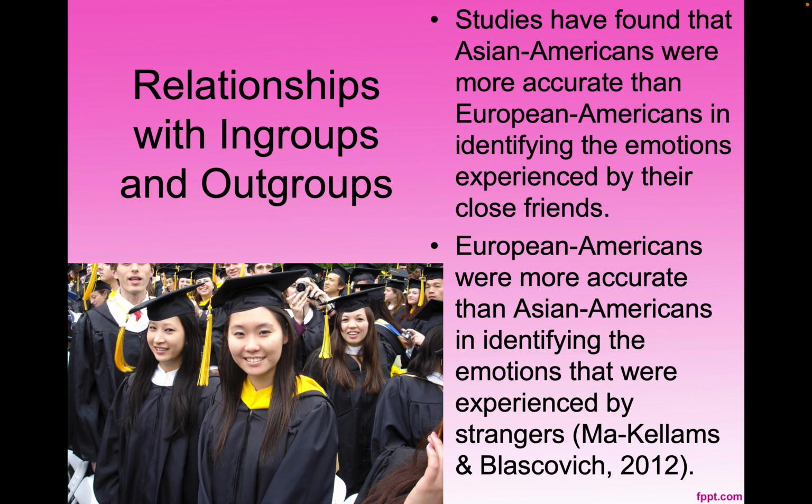Studies have found that Asian Americans were more accurate than European Americans in identifying emotions experienced by their close friends. European Americans were more accurate than Asian Americans in identifying the emotions experienced by strangers. Why? Because Asians recognize in-groups strongly and out-groups not very much. So, as European Americans, we have all these superficial relationships, and we are more likely to recognize emotions from superficial relationships.